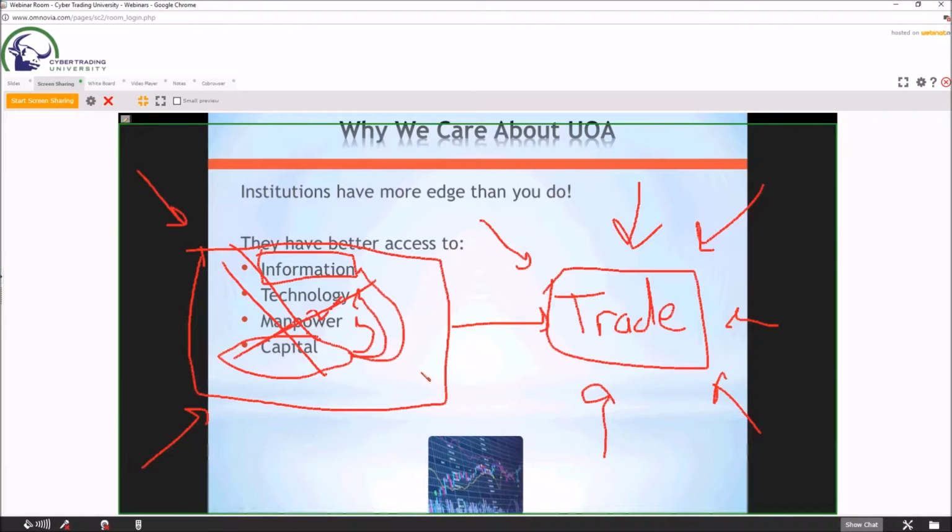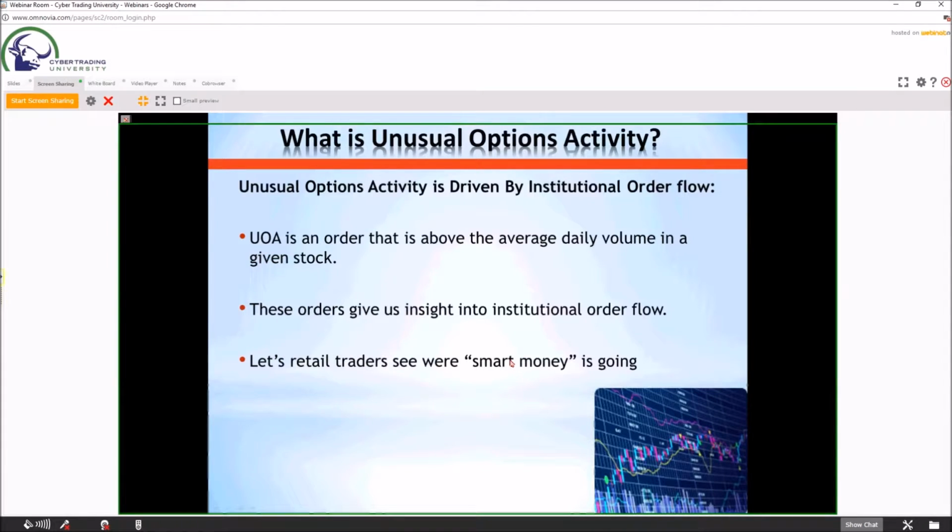So this is where we enter into unusual options activity and why we care about it so much. Unusual options activity is driven by institutional order flow, and it's pretty easily defined. I know you're not supposed to use the word in the definition, but simply defined, unusual options activity is any options activity that is unusual, meaning large, or a large amount of risk relative to the average volume in the options market for that specific stock.